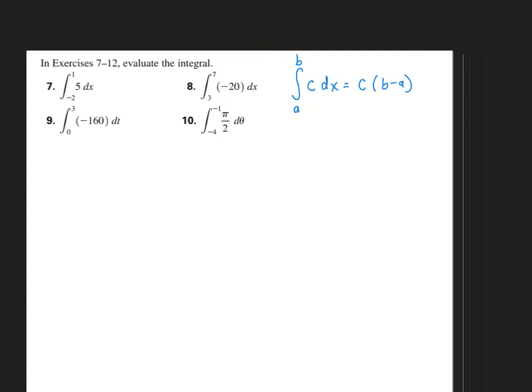Okay, so for, let's say, number 7, that integral is going to be the integral of 5 dx from -2 to 1, and then you'll do 5 times 1 minus -2. And that's 5 times 3, and that's 15. Okay, so just do that for each one.